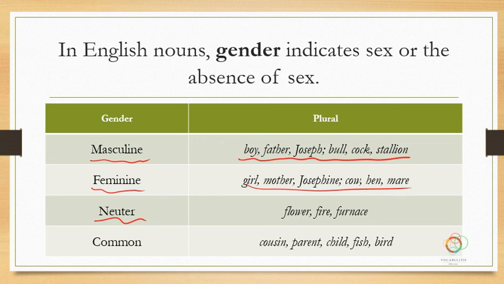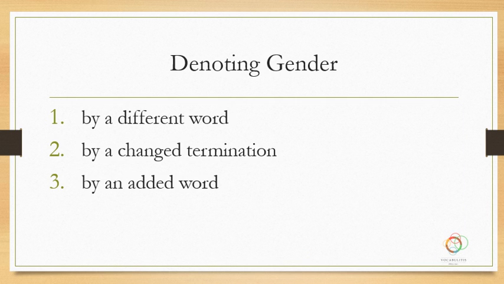Neuter words, flower, fire, furnace, basically they don't have any gender to it. Common words, well, pretty much the same thing. There's no gender really associated with them, so it's inclusive there. Denoting gender, how do you show gender? Well, you can do it by using a different word, like man, woman, or a changed termination, you change the ending of the word, or by an added word, by adding another word to it, like a compound word.